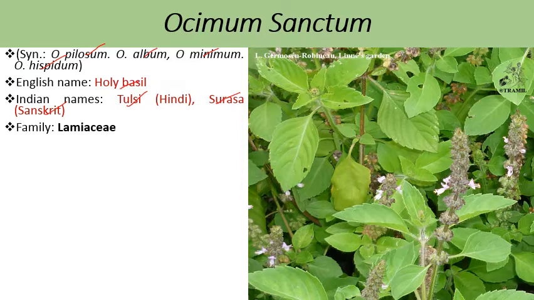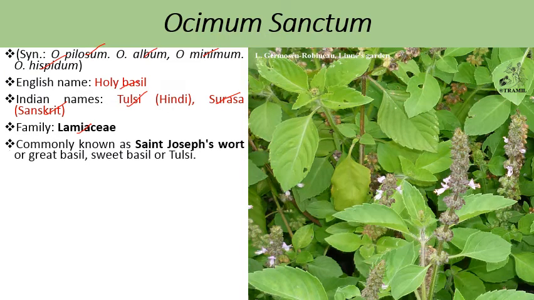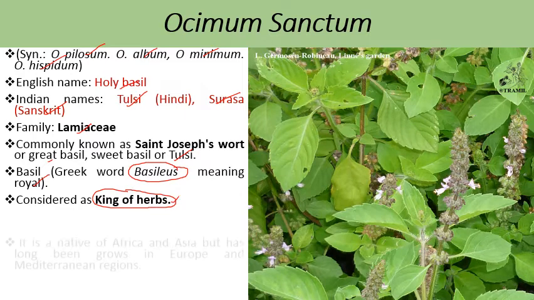Then it belongs to the family Lamiaceae and is commonly known as Saint Joseph's wort or great basil and sweet basil or tulsi. So these are the names used for Ocimum sanctum. Basil is derived from the Greek word basilius, which means royal. So this is also known as king of herbs. Ocimum sanctum is commonly known as king of herbs.